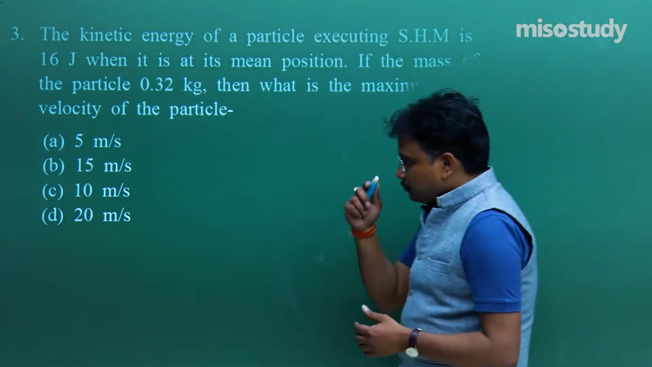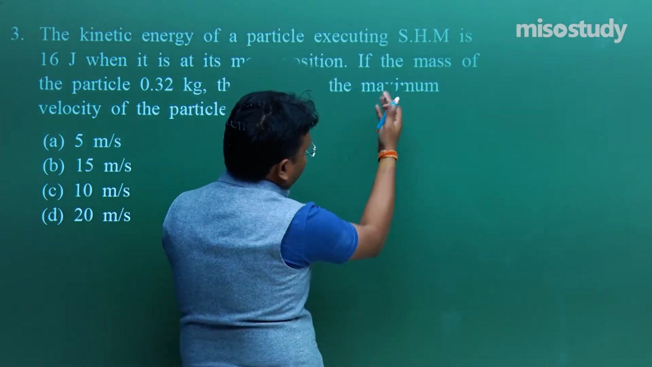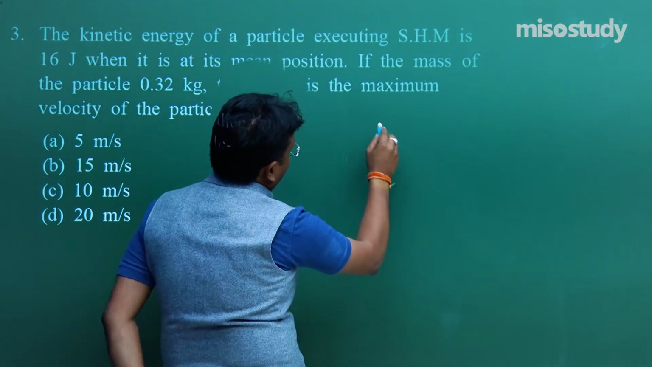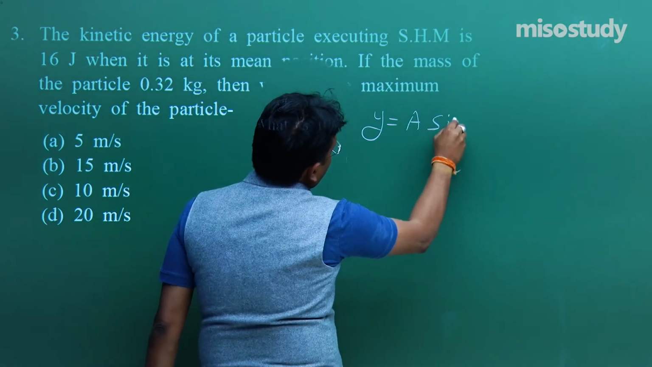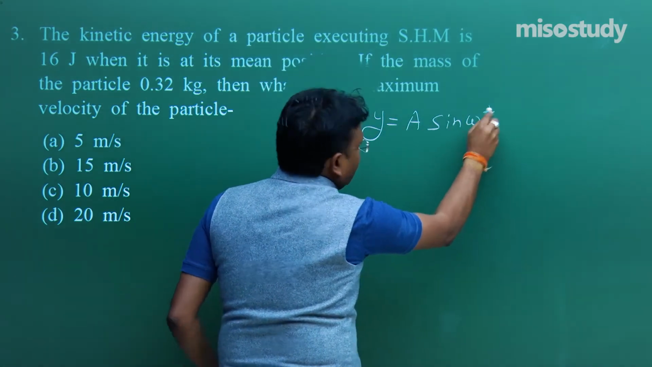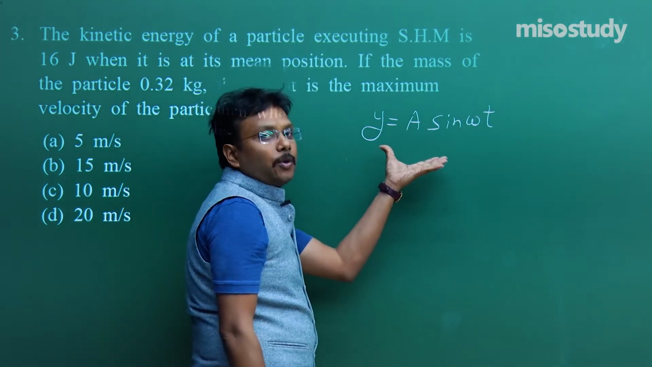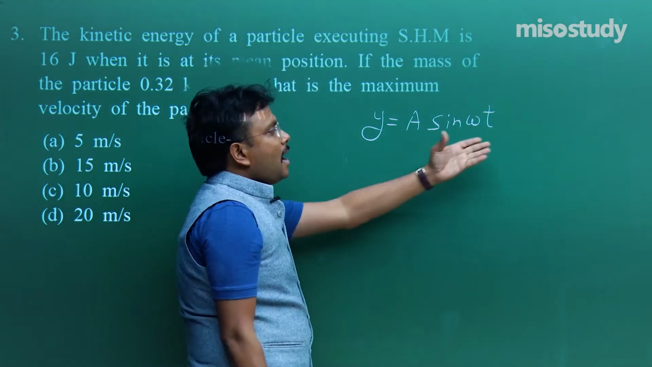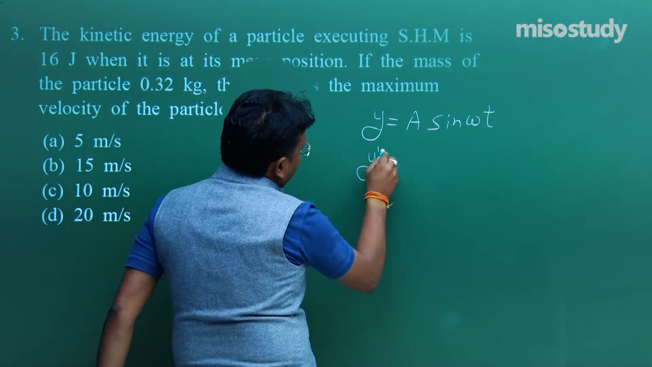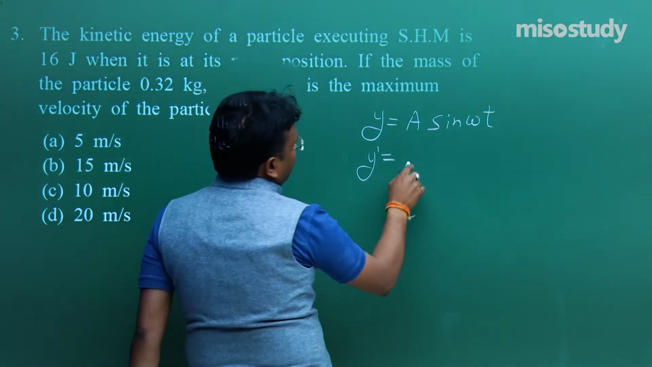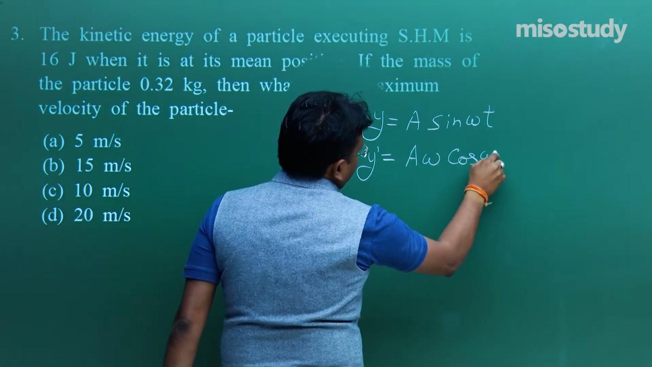Fine. What exactly is that? I hope the problem is clear to you, and something which I am going to mention, please try to understand. Let's say y is equal to a sine omega t is nothing but your simple harmonic motion equation of a particle. Okay, as such phase difference is nothing. Fine. y prime is equal to how much? It's a omega cos omega t.